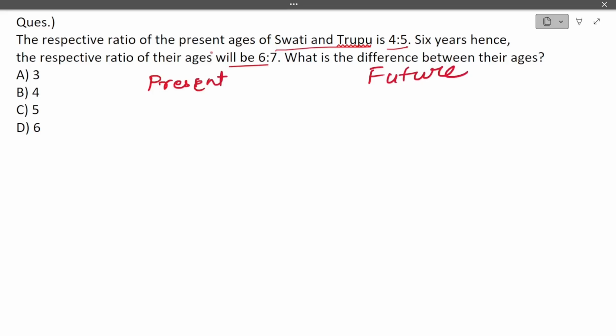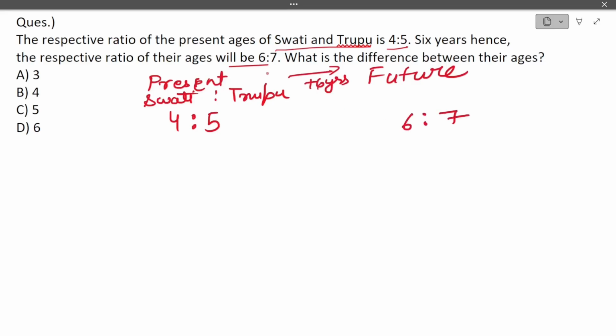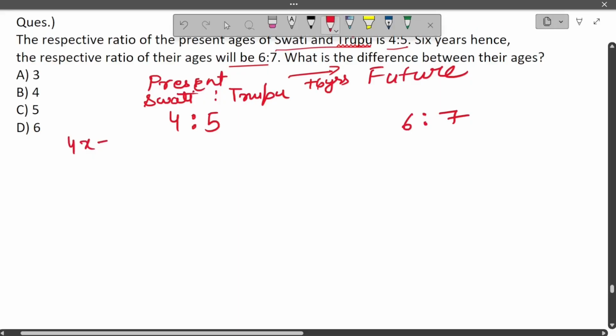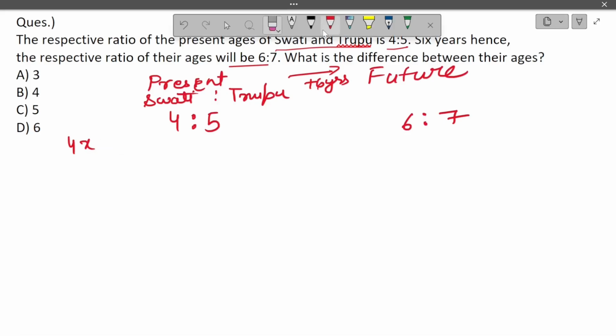Okay, so the present ratio of Swati and Trupu is what? First let me write Swati is to Trupu. So the present ratio is 4:5. After 6 years the ratio becomes 6:7. What is the difference between their ages? Again we need to formulate it in terms of an equation and solve it. So let's do it. 4x is to 5x. So this is the ratio that we can consider, and now we will start formulating the equation.